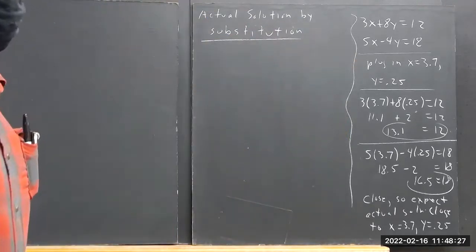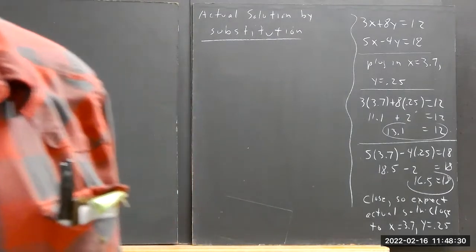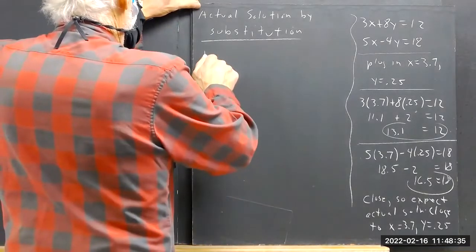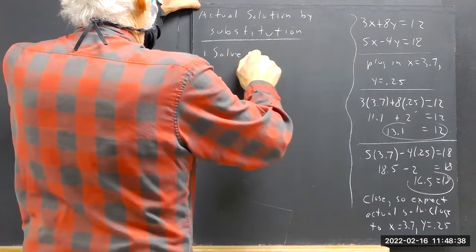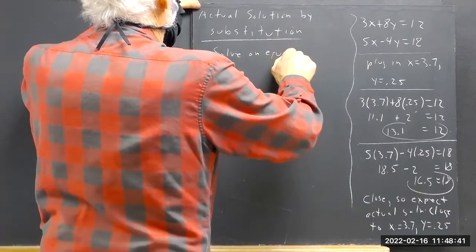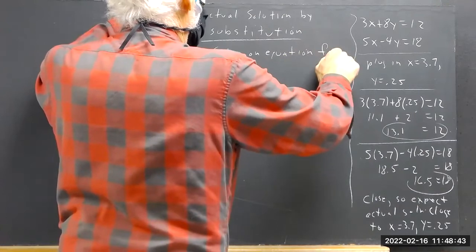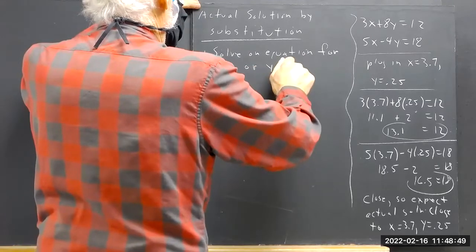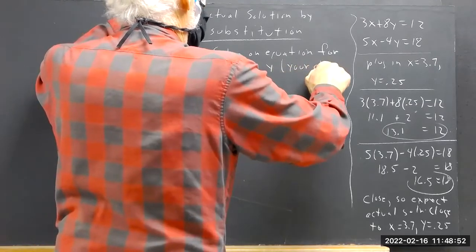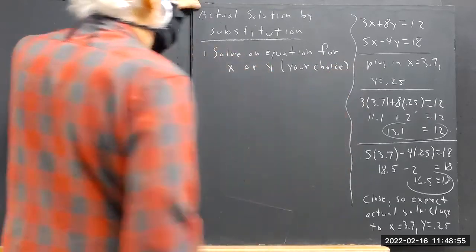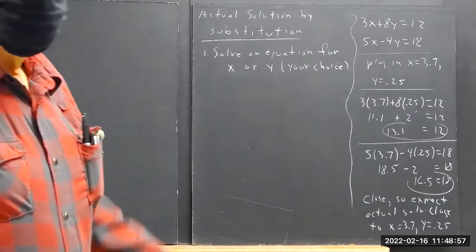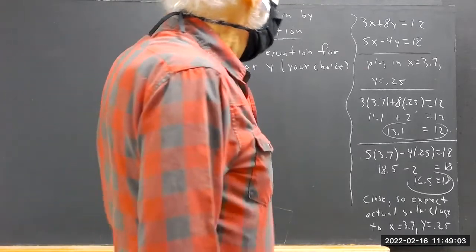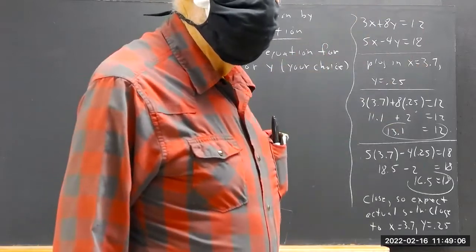We're going to do an actual solution by substitution. The way that works is, first step, solve one of the equations for x or y. Your choice of which equation and which variable. I don't see a big advantage of one over the other.